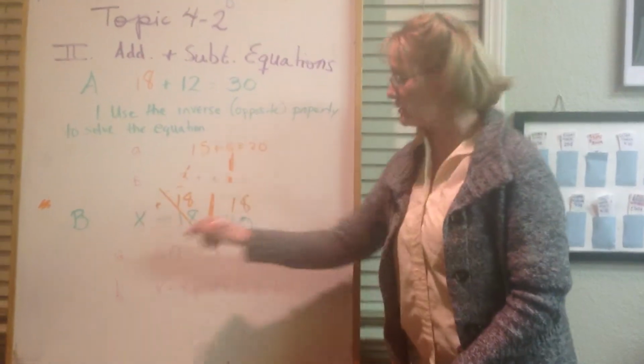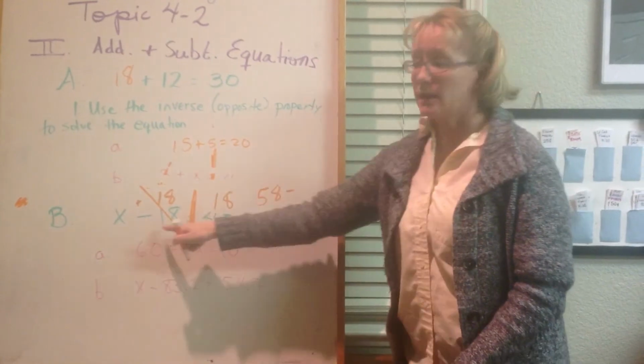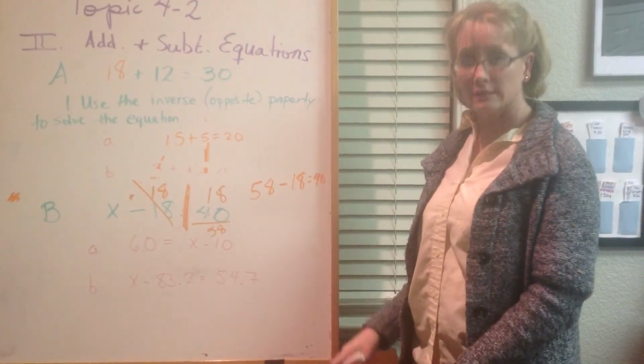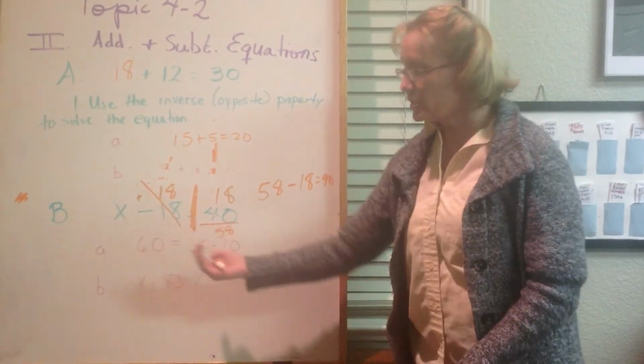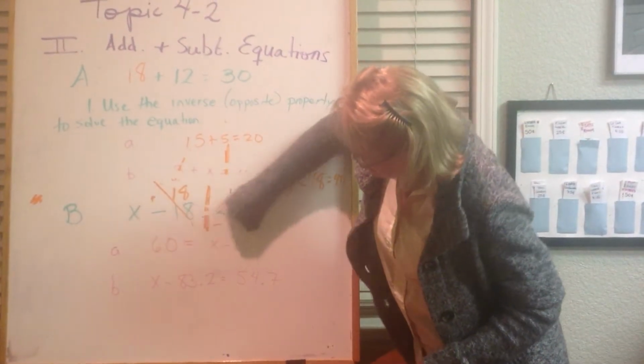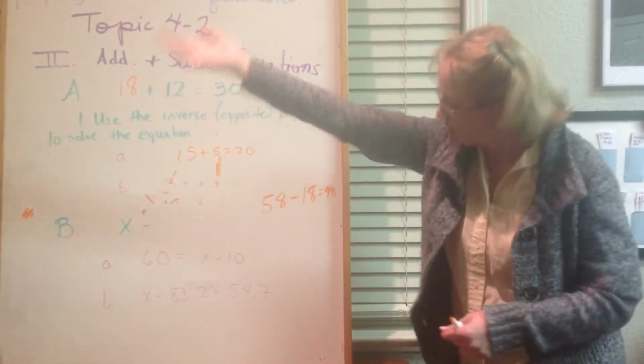So let's go back to our original problem and find out if x equals 58. So I replace my x with 58. I'm going to subtract 18. Does that equal 40? Yes, it does. Let's look at our next math problem. Let me use my fancy eraser. This is why I can't have nice things.